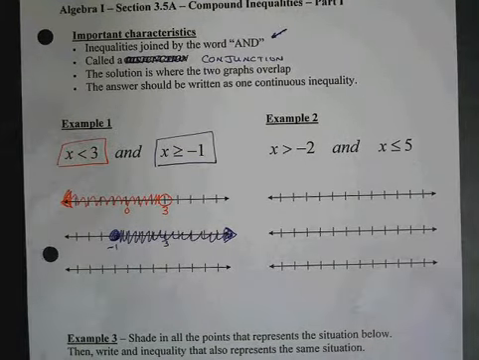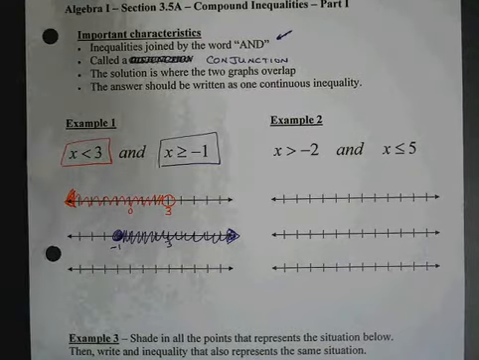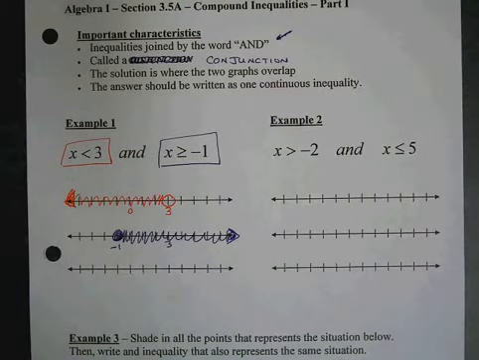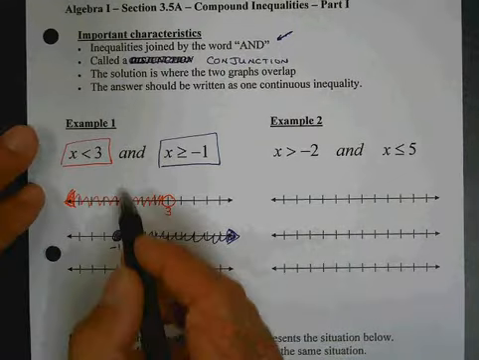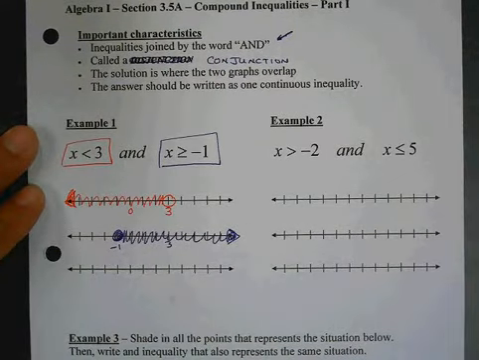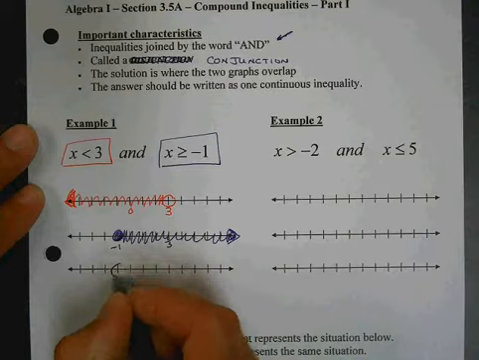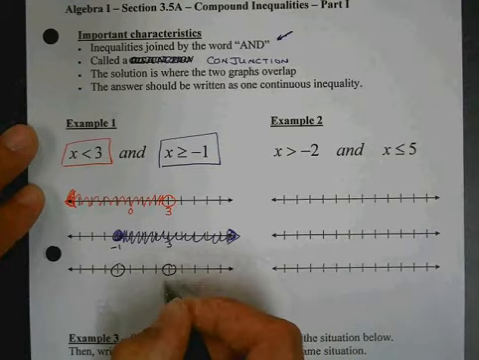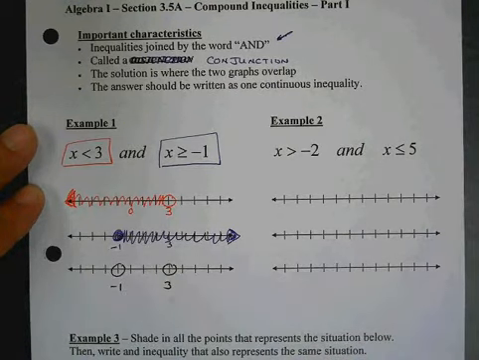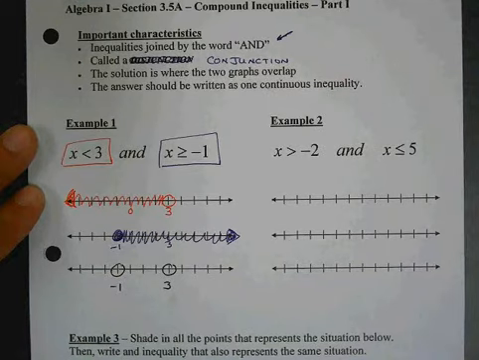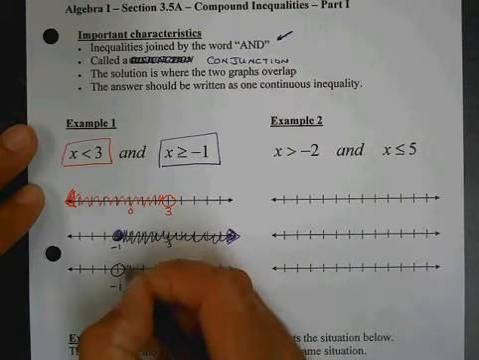Now, here's the idea. When you combine red and blue, what color do you get? Purple. Okay, I don't have purple, so I'm going to use black. Where do these two lines overlap? Here's 3. Here's negative 1. Where do they overlap? Where are they both true? Everything in between.